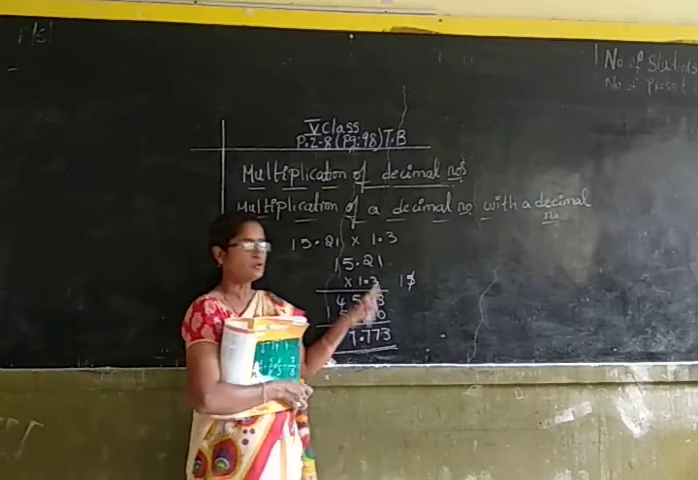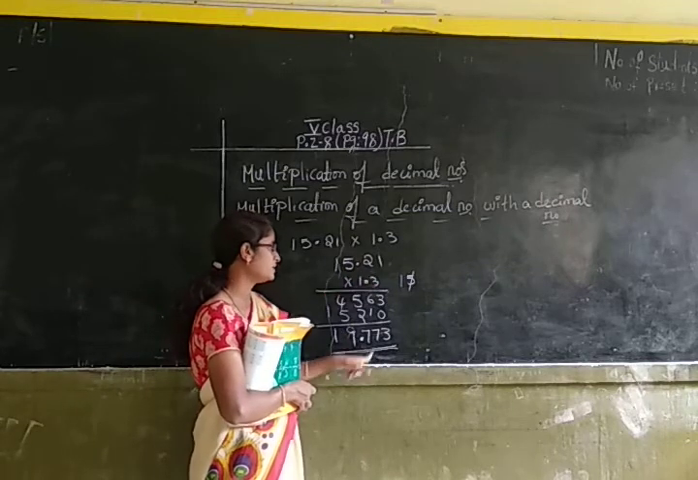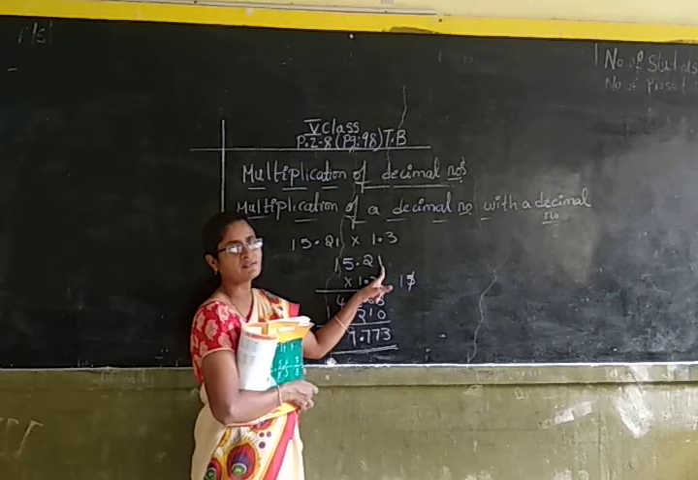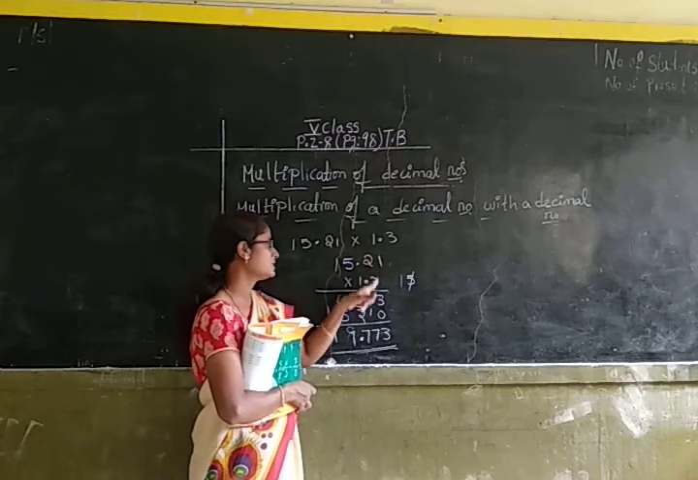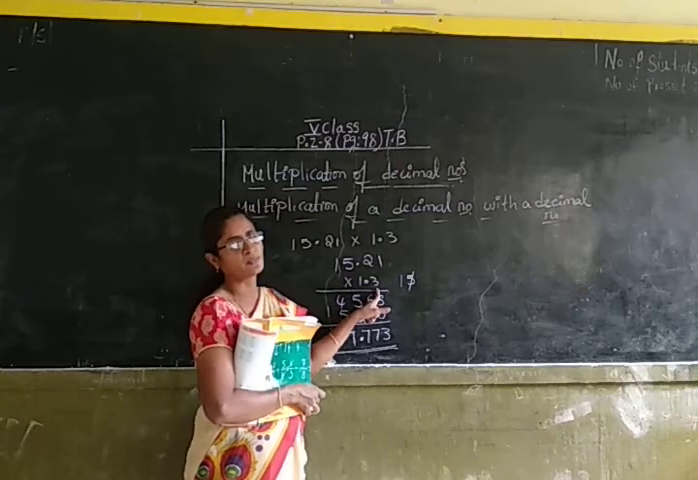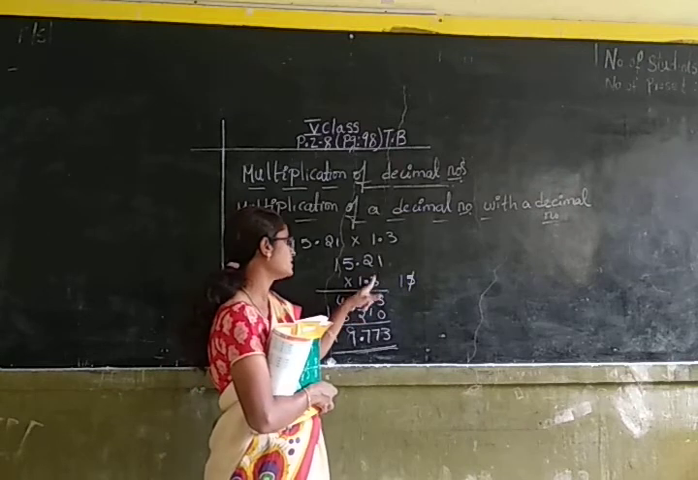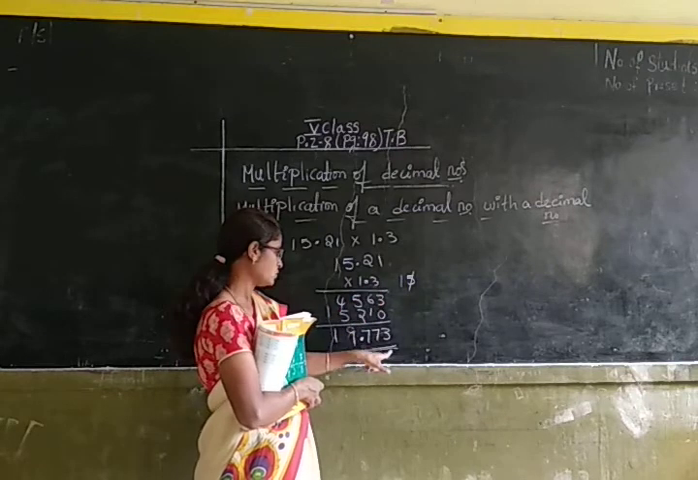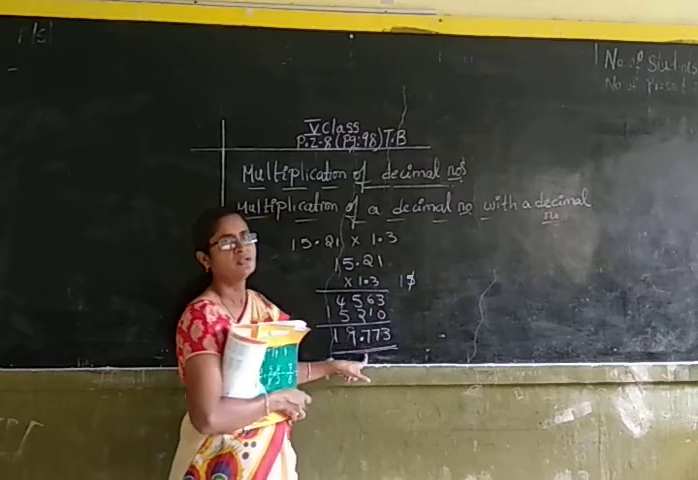Here we have to place the decimal point after 3 digits because the multiplicand is having the decimal point after 2 digits and the multiplier is having the decimal point after 1 digit. 2 digits plus 1 digit is 3 digits. So we have to place the decimal point after 3 digits.